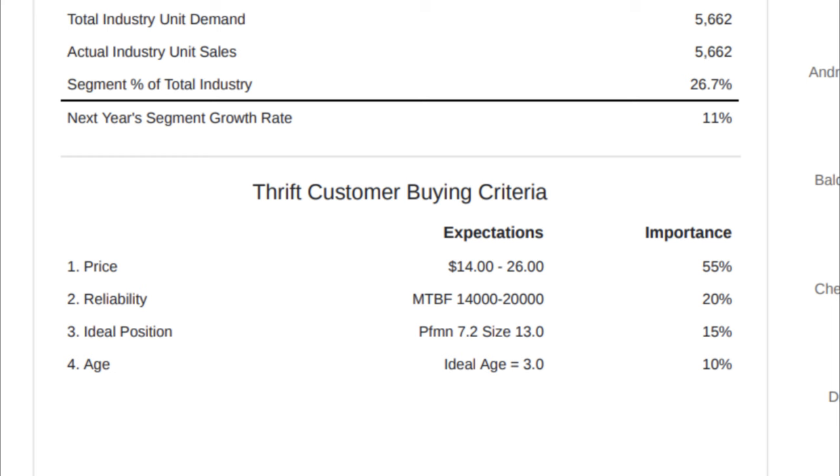All right, for us, we go for broad differentiation, and this is not an issue because in all market segments, we usually go for the highest reliability. Ideal position, and finally, age of 3 years.